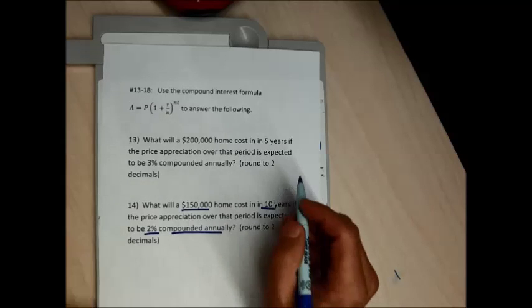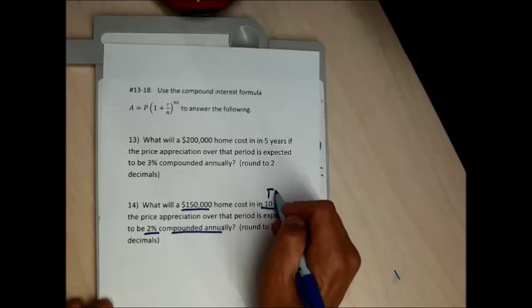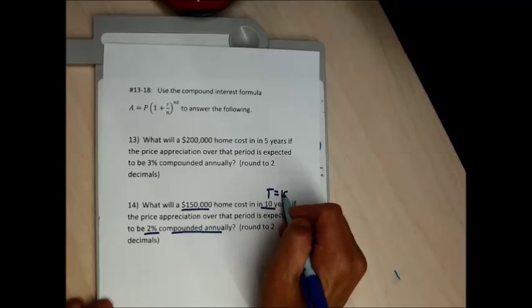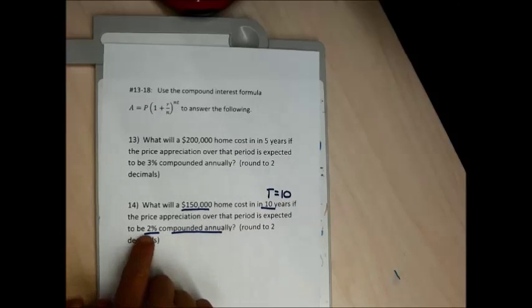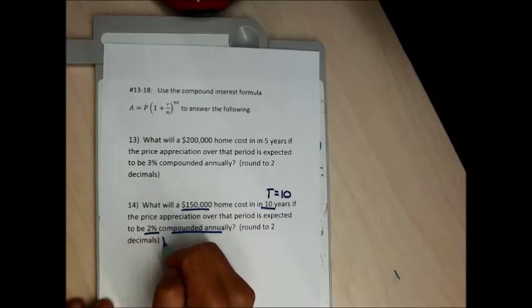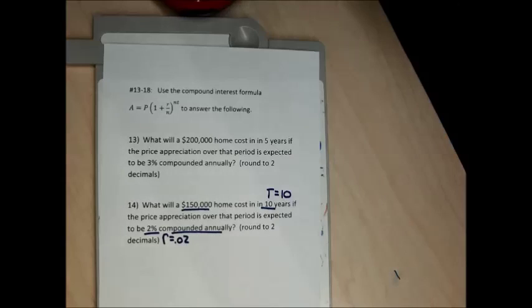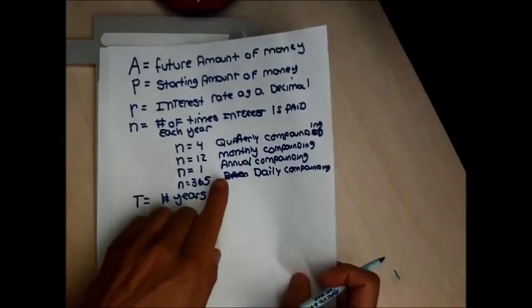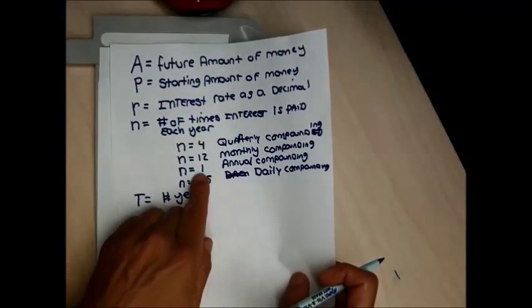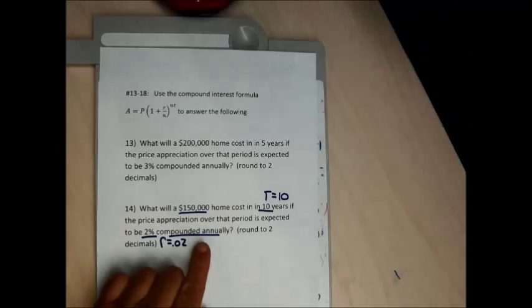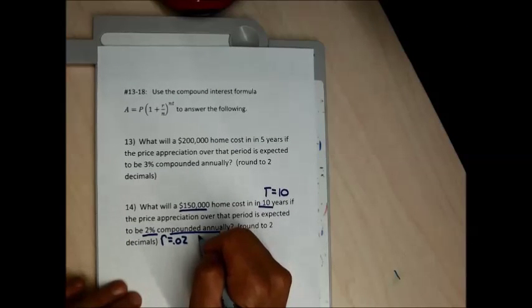The easy one is this 10 years. That 10 years has to be a T. Another easy one is this 2%. That 2% has to be an R, but I need to make the R into a decimal, so I'm going to be writing that as 0.02. A third one that's easy is this compounded annually. Annual compounding means the n is equal to 1. So this that I underline gives me n equal to 1.